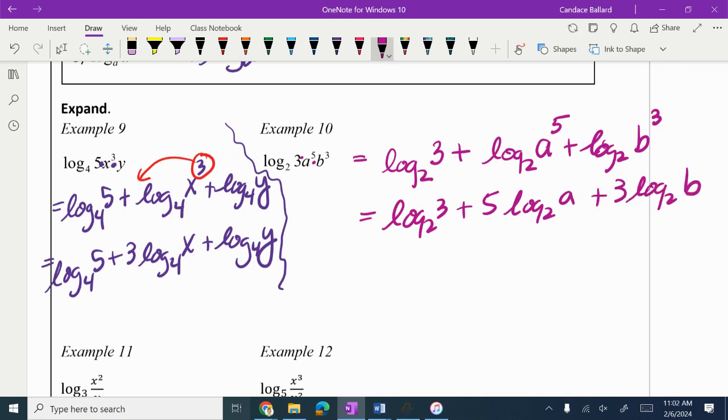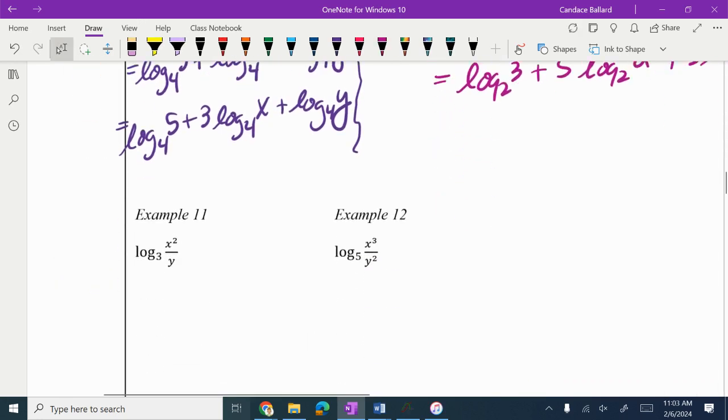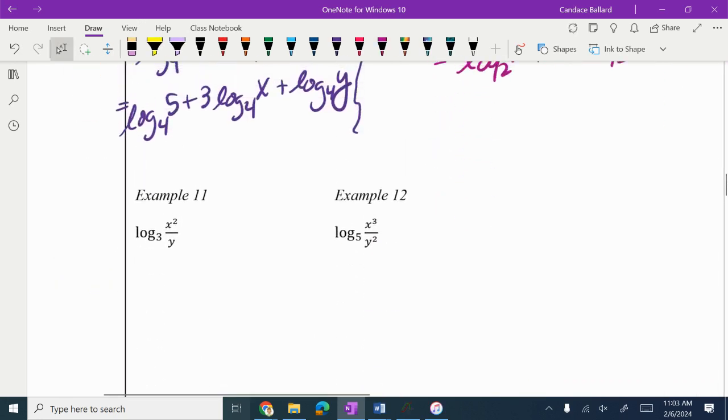2 of a plus 3 log base 2 of b. Okay? Remember, the point is that we're trying to get us to the point where we can solve equations with this, and this is a skill we need. Okay? All right, so that was addition and multiplication. Let's move on to another one. Okay? All right, so we're expanding again.